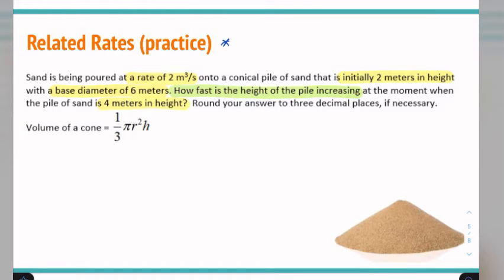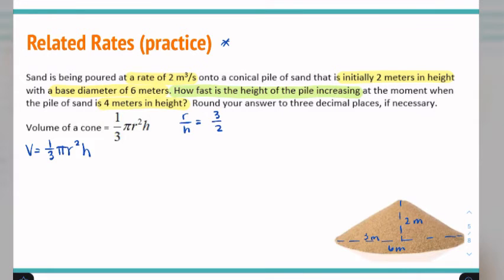So we know that to begin with, it's initially 2 meters in height, and I know that the base diameter is going to be 6 meters. Now, I know that the ratio of the radius to the height is going to be the same the whole time. So if radius to height here, my radius is actually only going to be 3 meters. So 3 meters to 2 meters. And I know that V is 1/3 pi r squared times h. So we have to go through somehow and plug in.